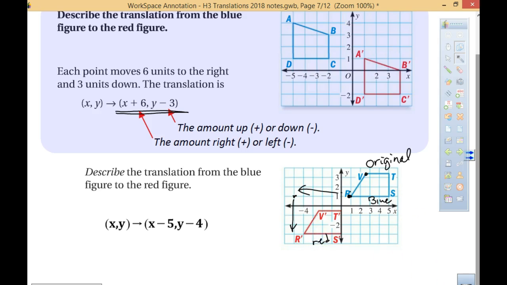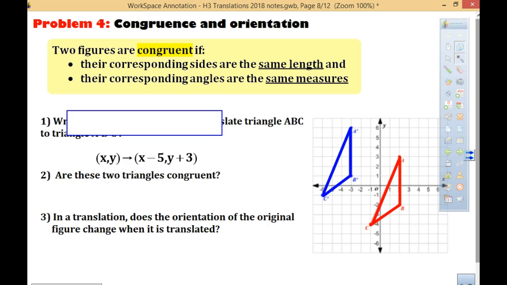All right, so let's take a look on the next page. Last page notes for today. Okay, so it says two congruent figures. Two figures are congruent if the corresponding sides are the same length, and their corresponding angles are the same measure.